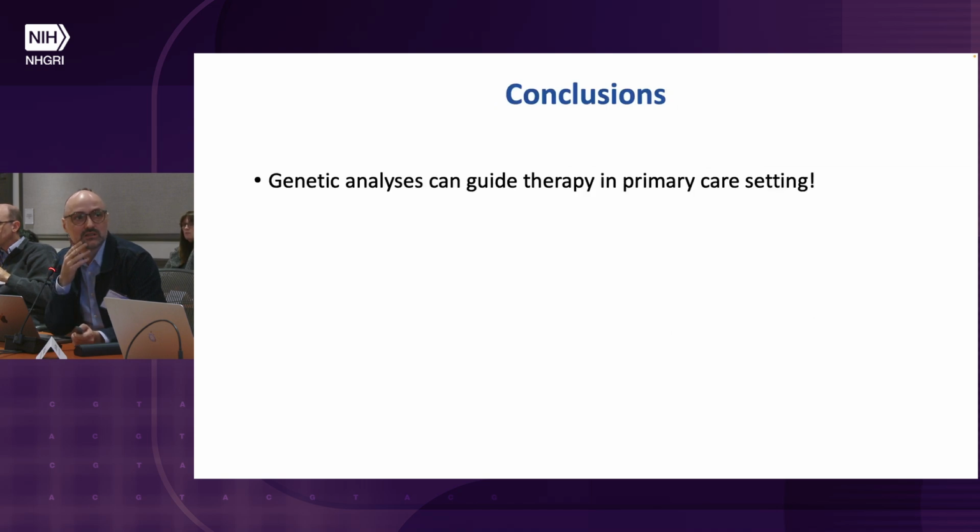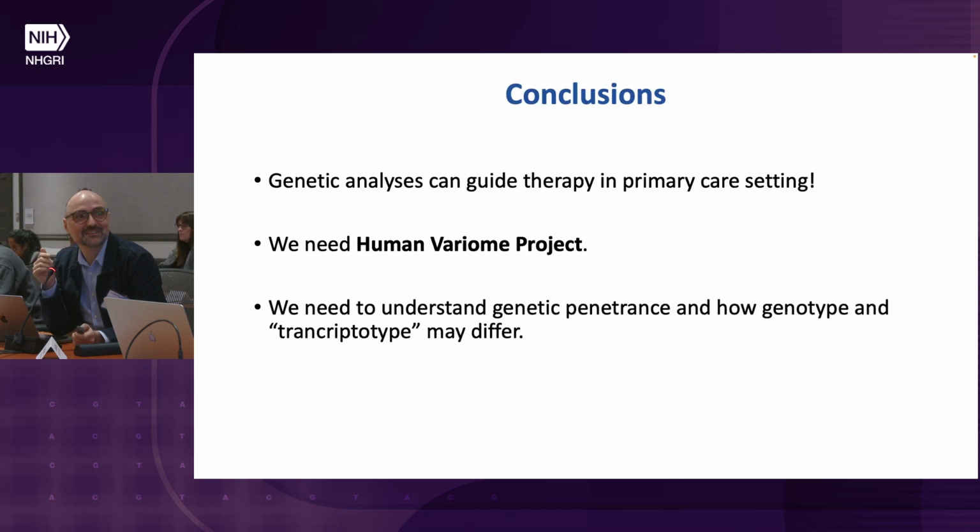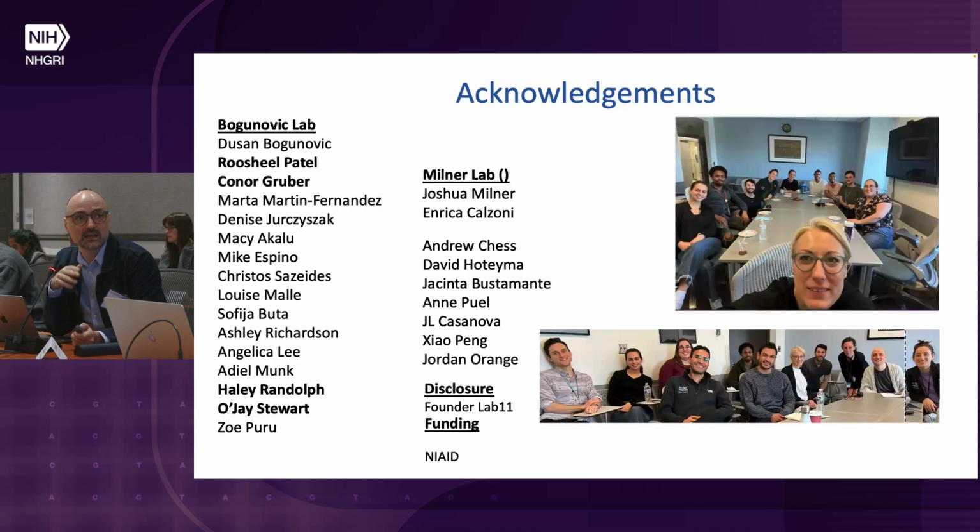In conclusion, genetic analysis can guide therapy in primary care setting. We have that. I think we're heavily underutilizing it. We need a human variome project for the next century to come. We need to understand genetic penetrance and how genotype, and now a word we made up, transcriptotype, may differ because it may influence the disease penetrance. And a bunch of people who did this work and collaborators within and outside without whom this wouldn't be possible.